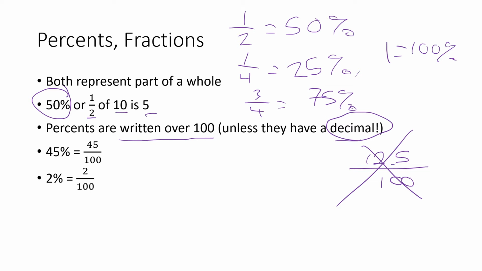So 45% would be 45 over 100, 2% would be 2 over 100. Of course, reduce these down as you can. This would reduce to 9 over 20. This would reduce to 1 over 50. That's how we go from a percent that's just a whole number to a fraction.